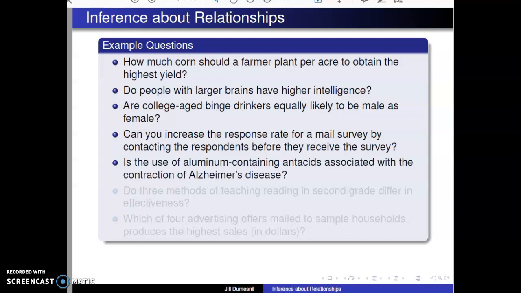Is the use of aluminum-containing antacids associated with the contraction of Alzheimer's disease? This question concerns two categorical variables. Do three methods of teaching reading in the second grade differ in effectiveness? The methods represent values of a categorical variable, and effectiveness is likely measured as a numerical variable via some test or assessment of reading.